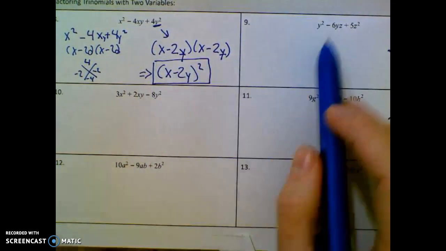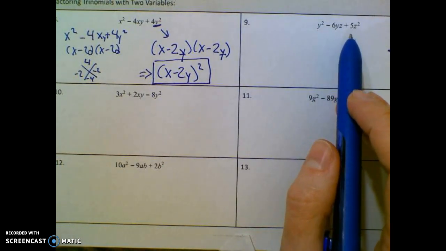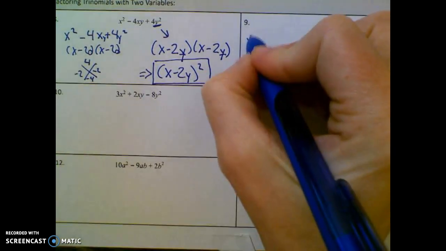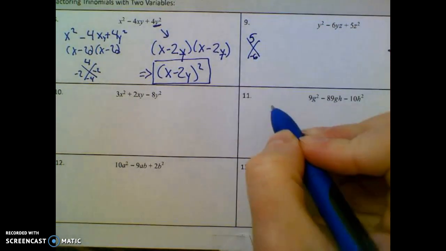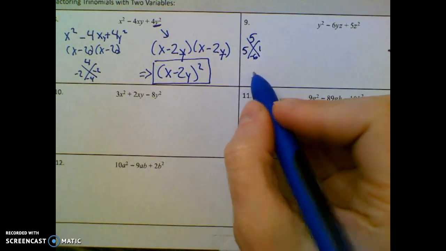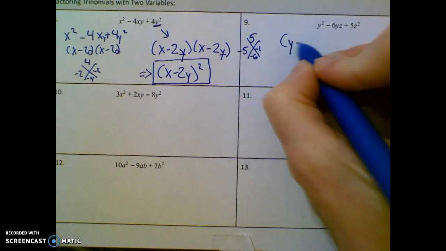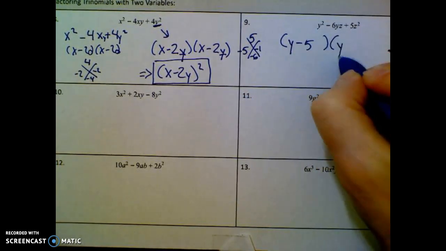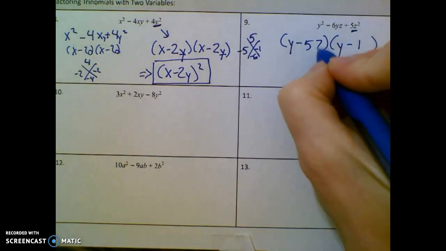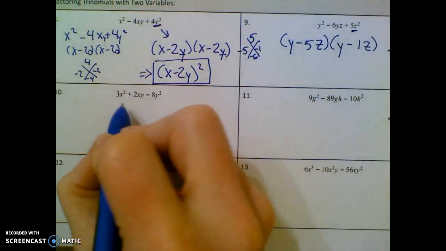Okay, so going over here, this one is y squared minus 6yz plus 5z squared. Well, I would factor like normal. I'm going to go ahead and do my x. What multiplies to be 5 and adds to be negative 6? Well, the factors of 5 are 5 and 1. And the only way to get a negative 6 is to have a negative 5 and a negative 1. Normally I'd write y minus 5 and y minus 1. But I have a z in there, so just go ahead and add on a z, and you're done. So these aren't too bad.